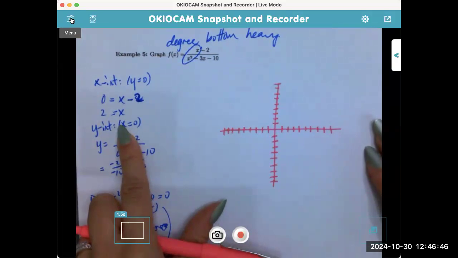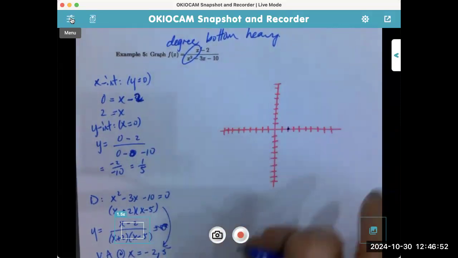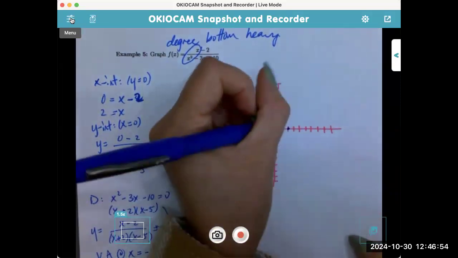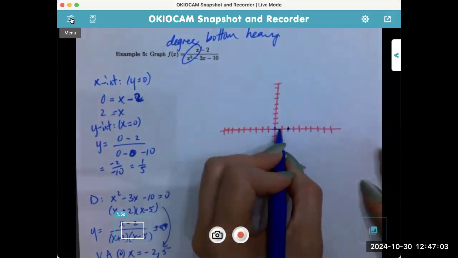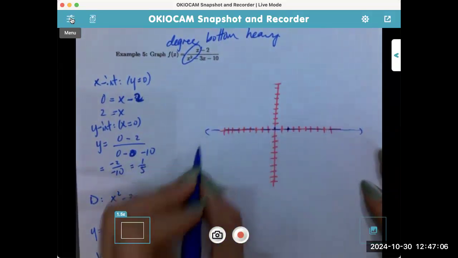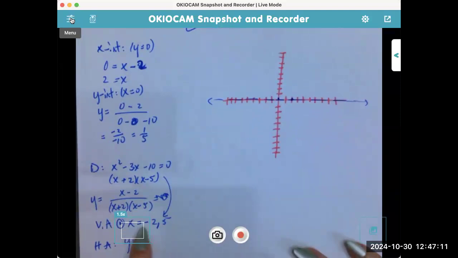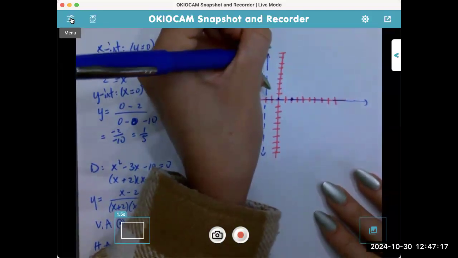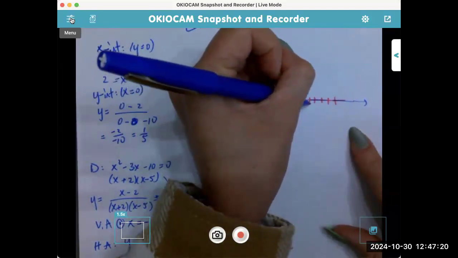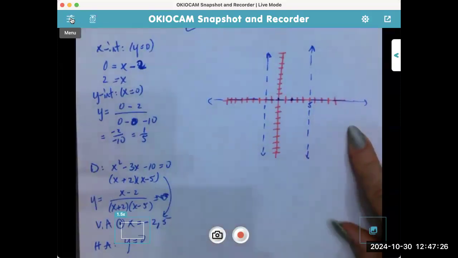So x-intercept of 2, y-intercept of positive 1/5, that's 20% or 0.2. We'll just plop that there. It's just a sketch. Horizontal asymptote of y equaling 0. Vertical asymptotes at -2 and 5, right here. So here's -2, and they're represented by our dashed lines. 1, 2, 3, 4, 5.